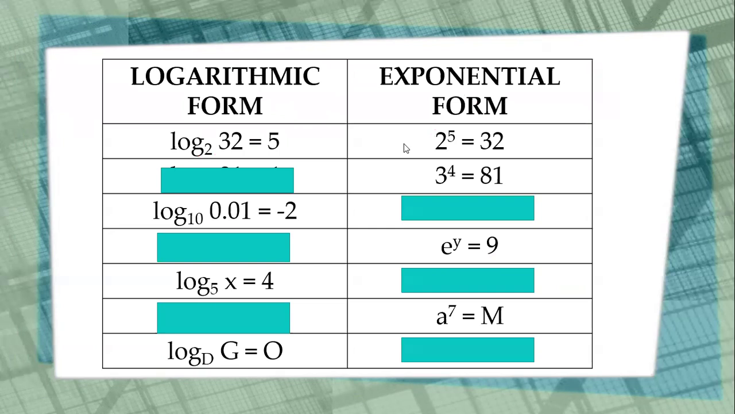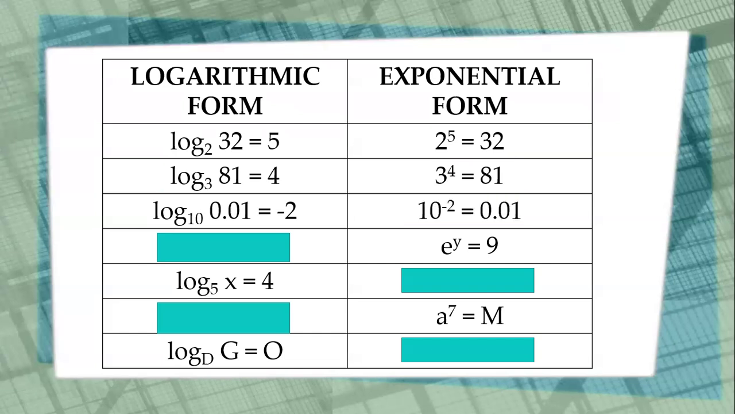But if you're given an exponential form, 3 raised to 4 is equal to 81, the answer is the logarithm of 81 to the base 3 is 4. Now, if you have the logarithm of 0.01 to the base 10 is equal to negative 2, then you can write it as 10 raised to negative 2 is equal to 0.01.